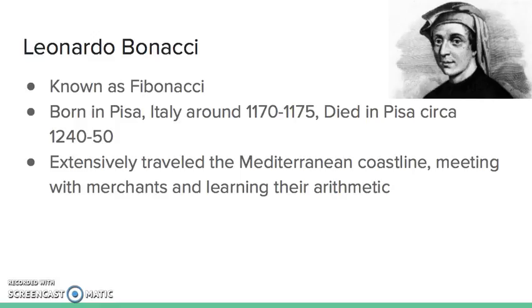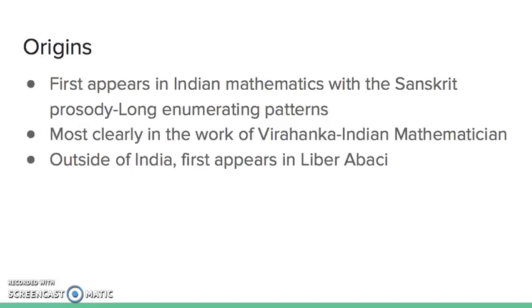He was born in Pisa, Italy around 1170 to 1175, and he died in Pisa around 1240 to 1250. He extensively traveled the Mediterranean coastline, meeting with a lot of merchants that were trading there and learning their arithmetic from their respective countries.